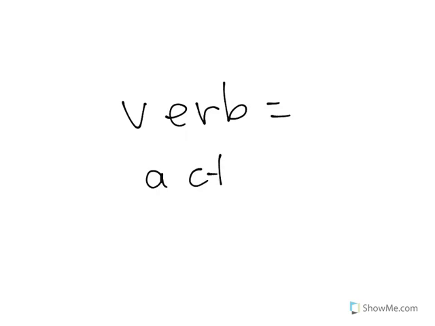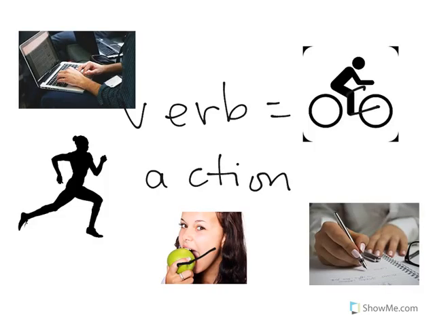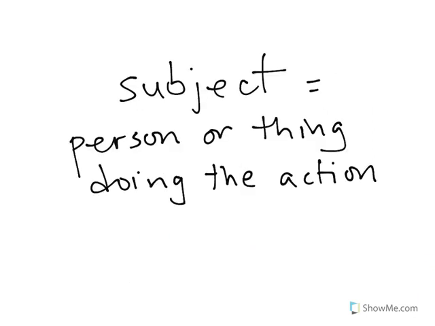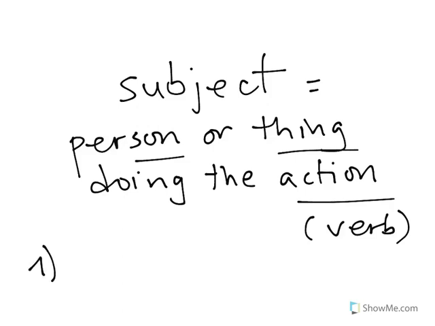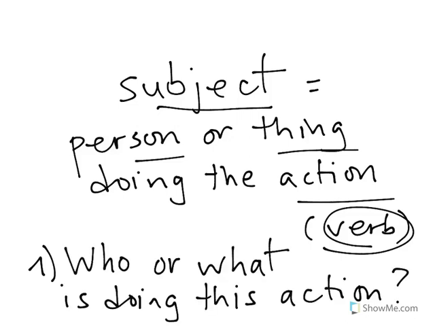So what do these terms all mean and why should you care? Well, let's start with a verb. Quite simply, it's an action. Things like biking, running, typing, reading, writing, or eating are all actions. What is a subject? It's the person or thing doing the action. You might remember that the verb is the action. To find out what the subject is, first find the verb and ask yourself, who or what is doing this action?